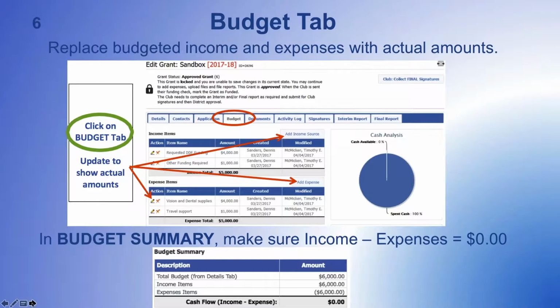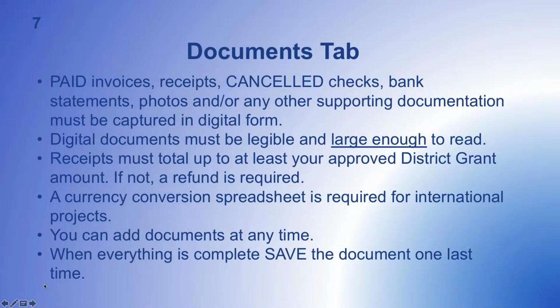Sometimes you don't spend as much as you think. A lot of times, some people get a little bit better deal than they thought when they were buying in quantity, and sometimes the shipping is not quite as much. So you need to make all those adjustments. And then in the budget summary, that has to zero out. It'll always zero out unless you have to come up with a refund, and that will be addressed a little bit later.